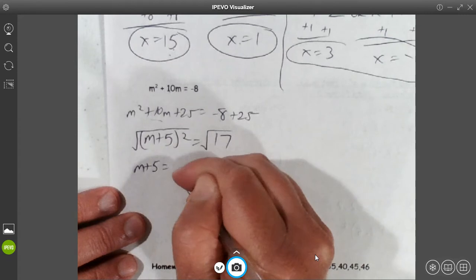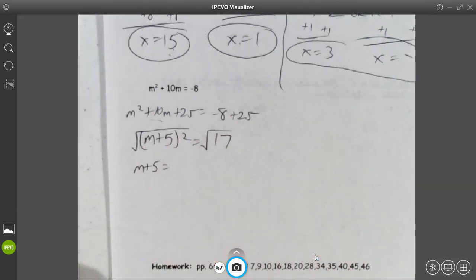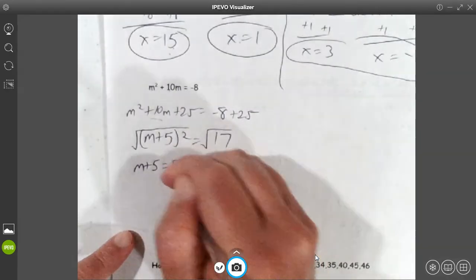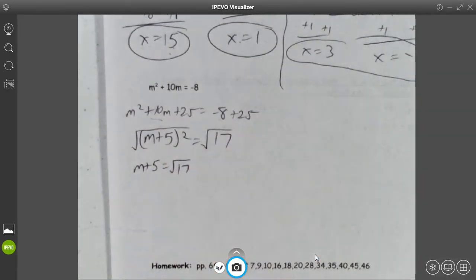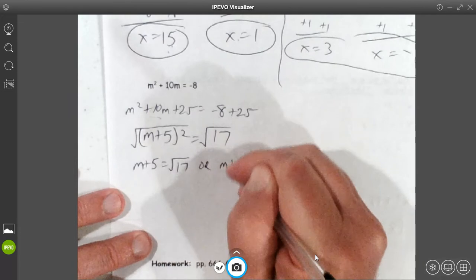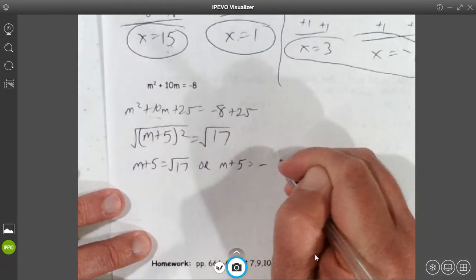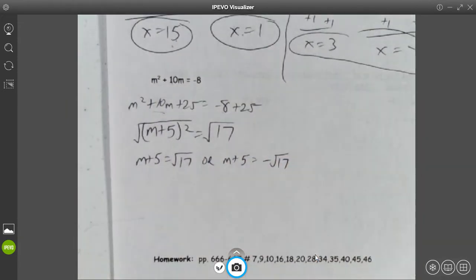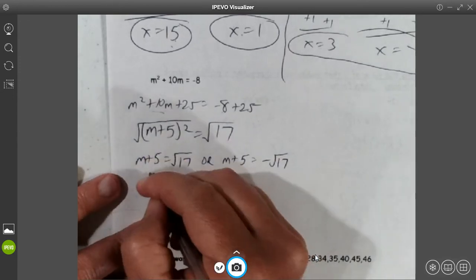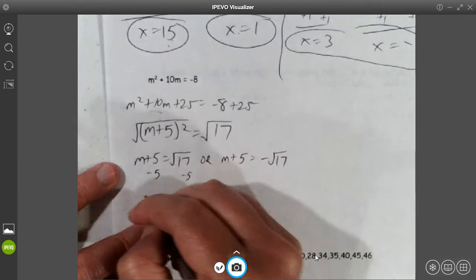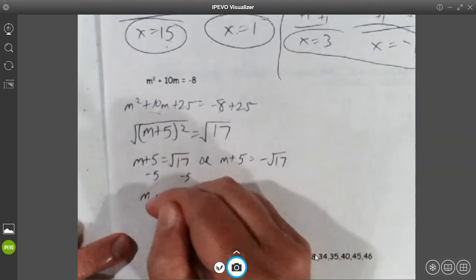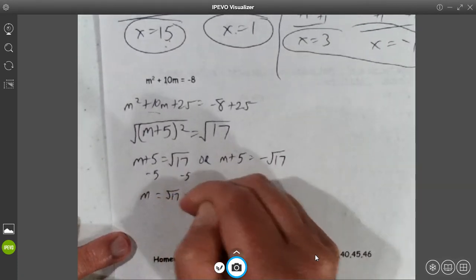Now, the square root of 17, I don't know what that is. That's ugly, right? I'm just going to leave it as the square root of 17 for right now. I know that I'm also going to get the negative, or the opposite, of the square root of 17. And now I still want to get m by itself, so I subtract 5 and subtract 5. So here I'm going to get m equals the square root of 17 minus 5.